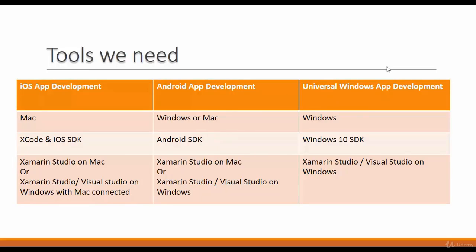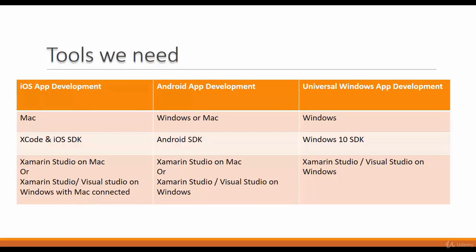While universal Windows app development is possible on your Windows machine. We cannot create Windows Phone or Windows 10 desktop applications on our Mac systems, and for the same we also need the Windows 10 SDK installed on the required operating system. But above them, in terms of integrated development environment, we will also need Xamarin Studio on Mac, or Xamarin Studio or Visual Studio on Windows.